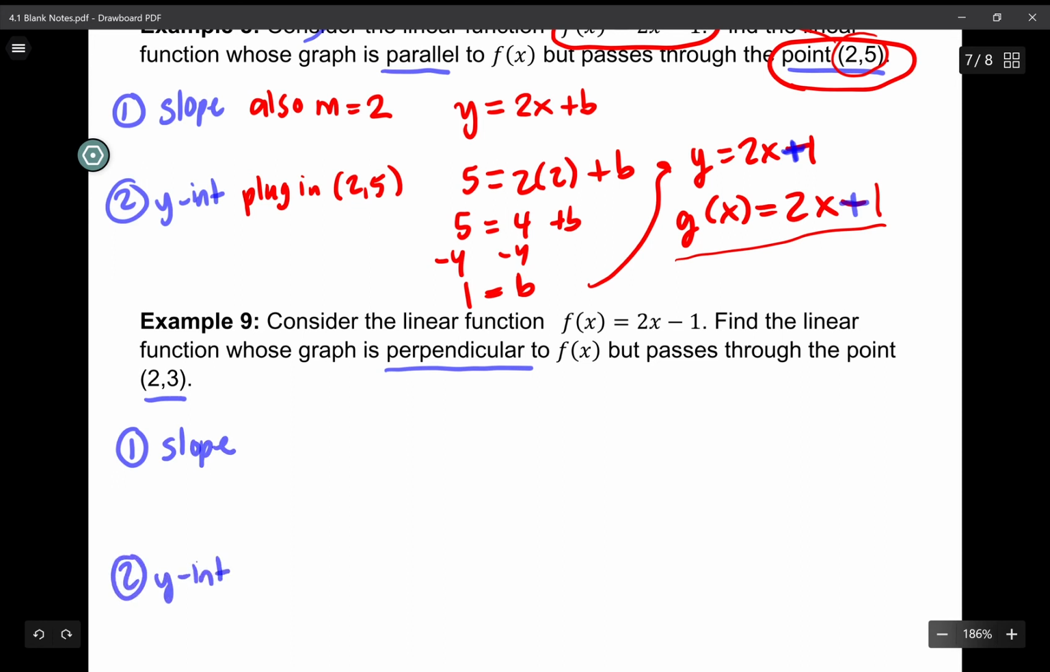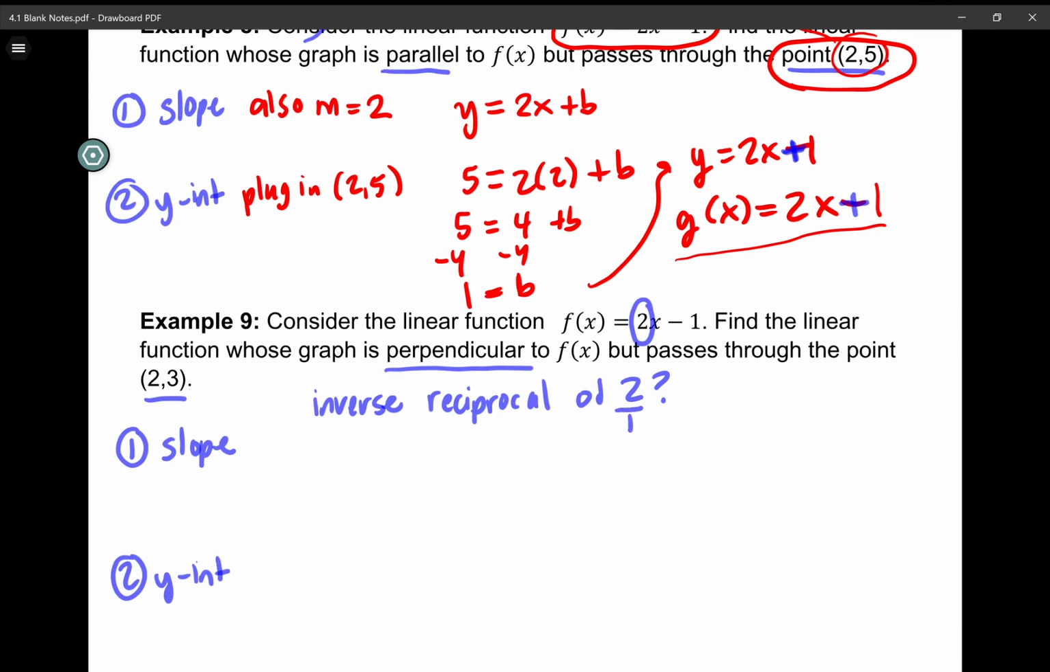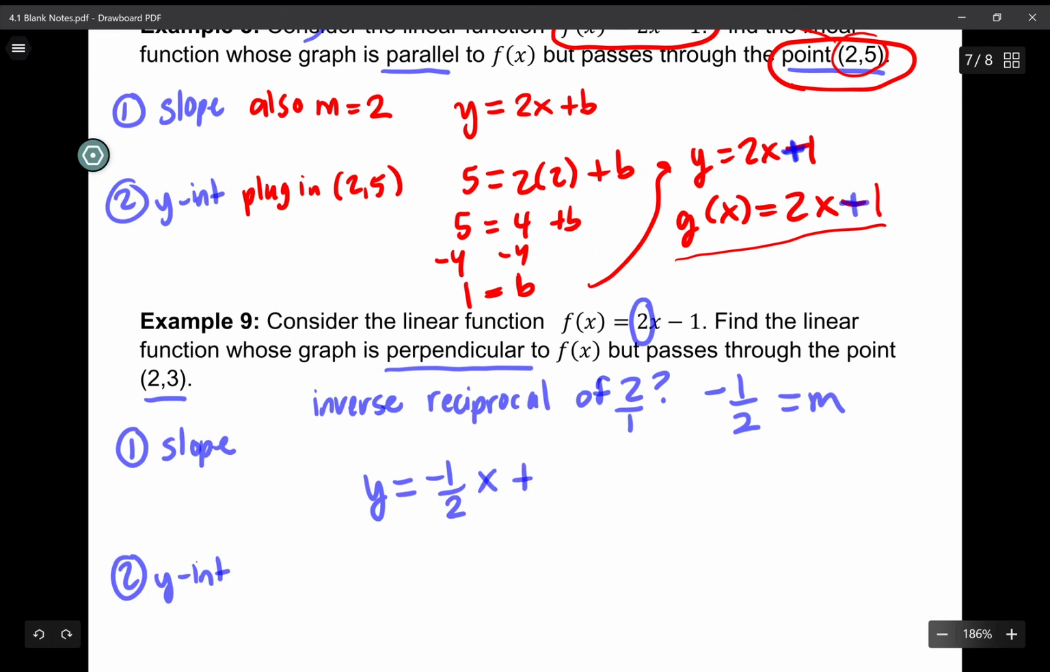All right, so I know the slope of the function is perpendicular to, right? So that is 2. What is the inverse reciprocal of 2? Well, we'd like to think maybe 2 is 2 over 1. That helps me. So the inverse reciprocal of 2 over 1 is negative 1 over 2. So that's my new slope, negative 1 over 2. All right, so far I have y equals minus 1/2 x plus b.